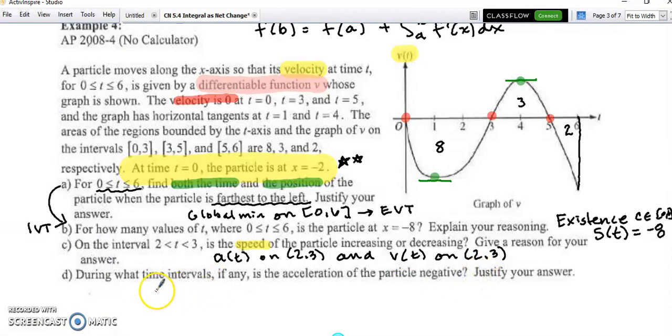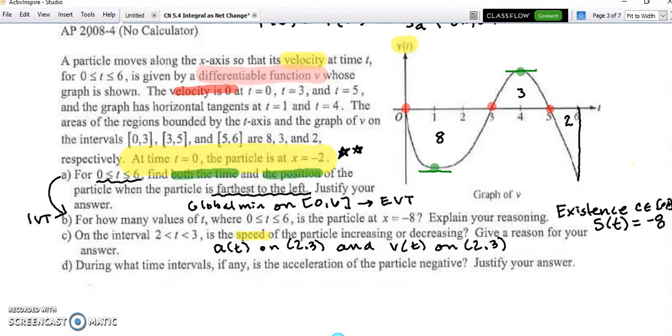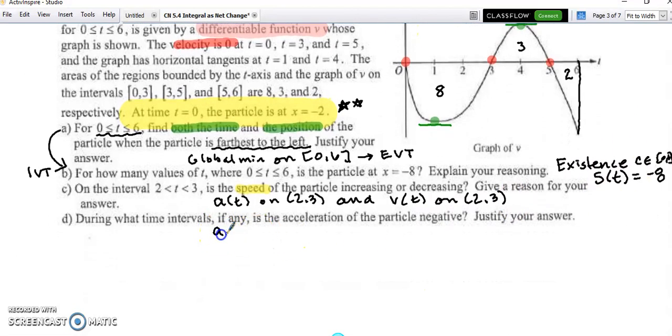All right, and then the last question, D, says during what time intervals, if any, is the acceleration negative? Remind ourselves that acceleration is the derivative of the velocity curve, so it's the slope of the velocity curve. What we're looking at is where v of t is decreasing.